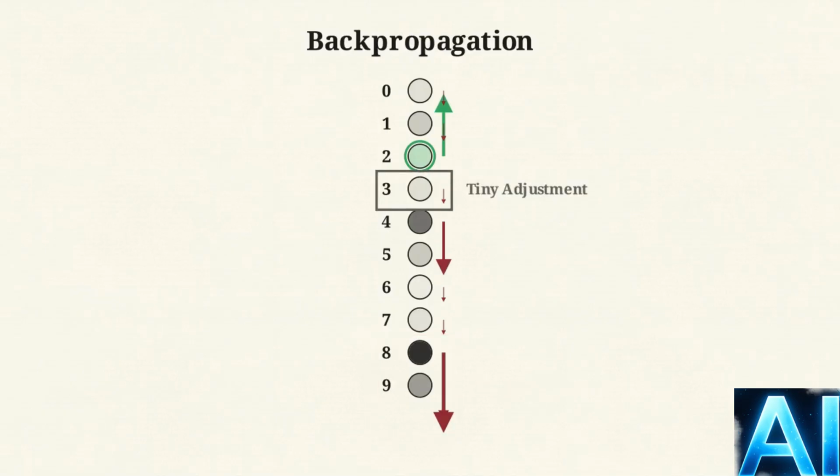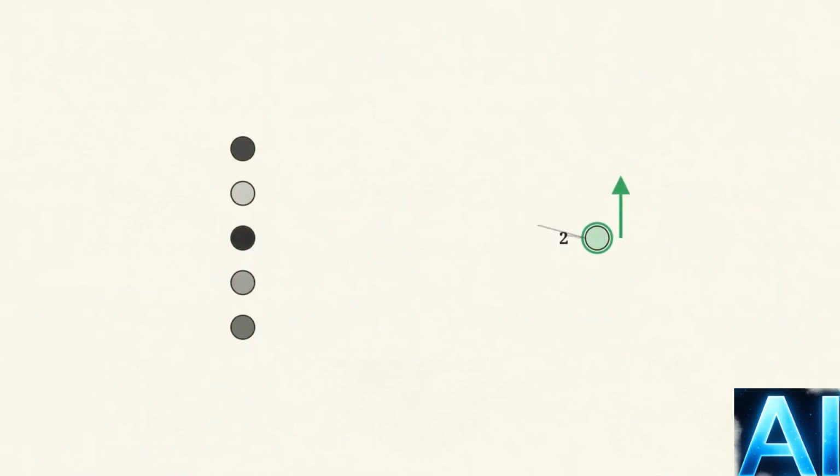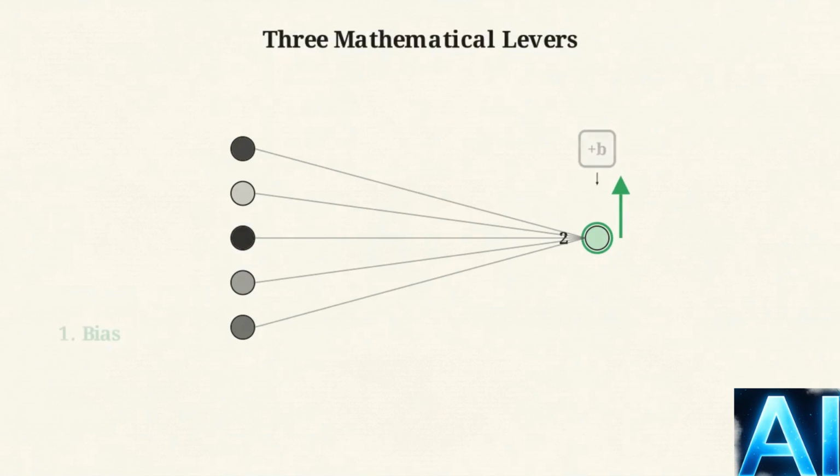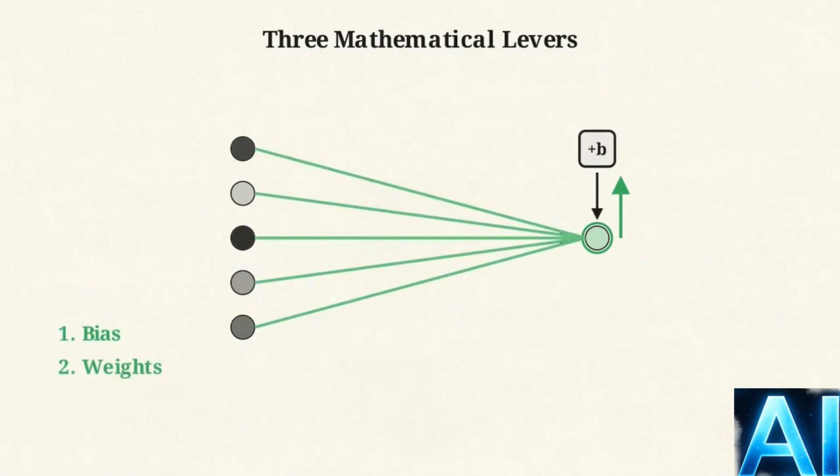If we isolate just that target output neuron, we run into a core mechanical problem. How do we mathematically force this specific neuron's activation value to increase? We have 3 distinct mathematical levers at our disposal. First, we can modify the neuron's personal bias. Second, we can adjust the weights of the incoming connections feeding into it. The third lever involves changing the actual activation values of neurons in the preceding hidden layer.